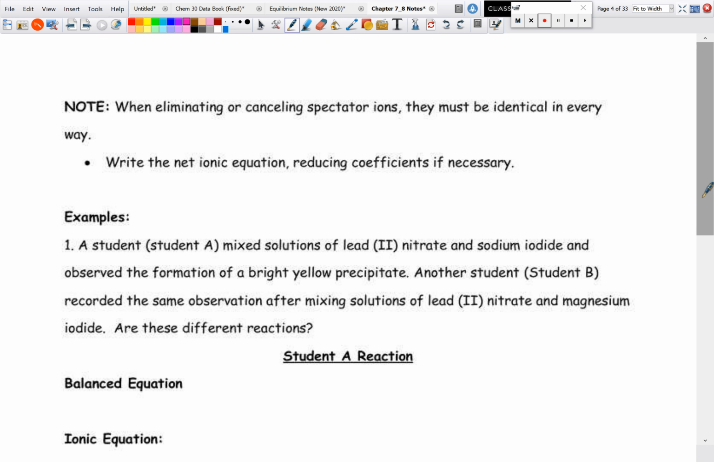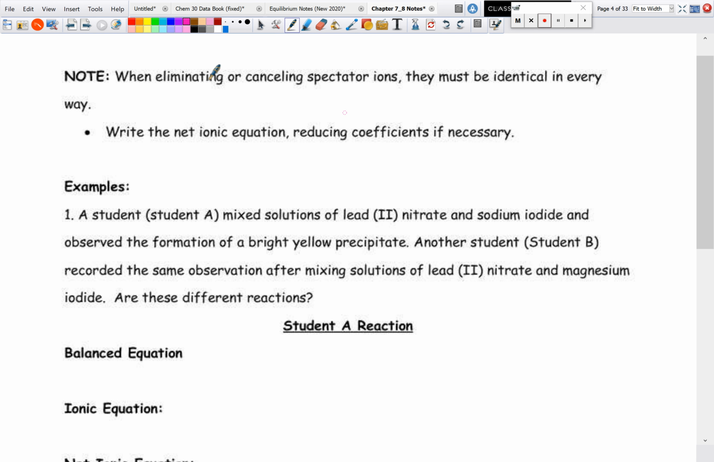So we're going to look at our first example. Or it says here, note when eliminating canceling spectator ions, they must be identical in every single way. So same charge, same coefficient, same everything.